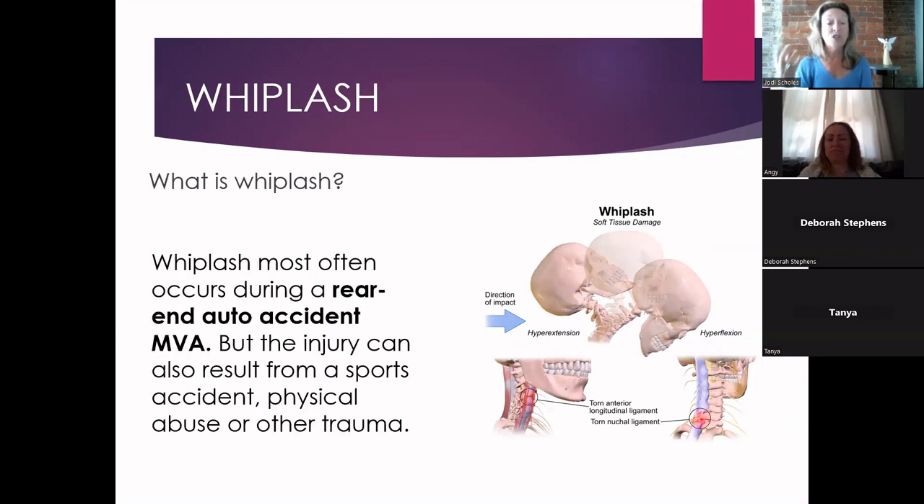Now, what causes whiplash? Typically, it's a rear end auto accident. If they've been in an accident, side impact, front impact, not as much. But with the rear impact, MVA, motor vehicle accident, rear impact is what causes that snap of the head forward and the snap back. But this injury can come from a sports injury. It can come from playing soccer, playing football. It can be from being hit, physical abuse, or some other type of trauma. But most commonly, we see this diagnosis with a motor vehicle accident, rear impact.